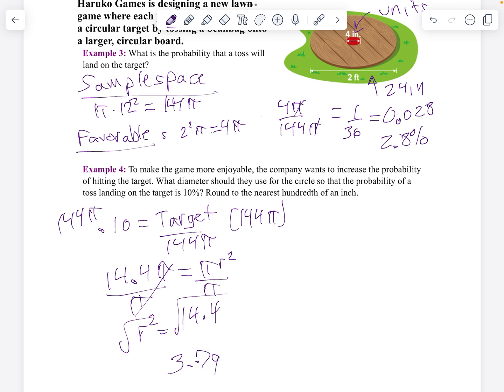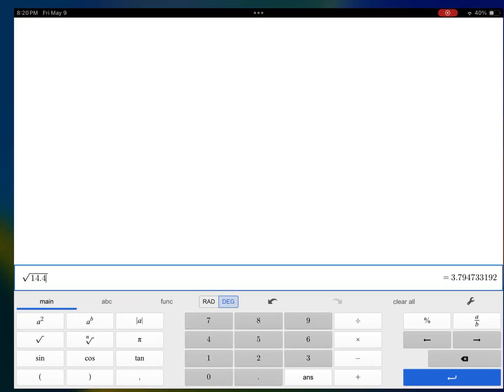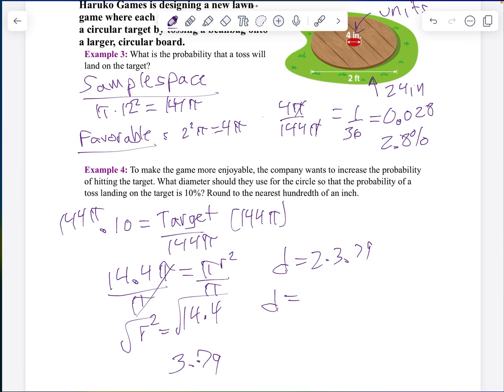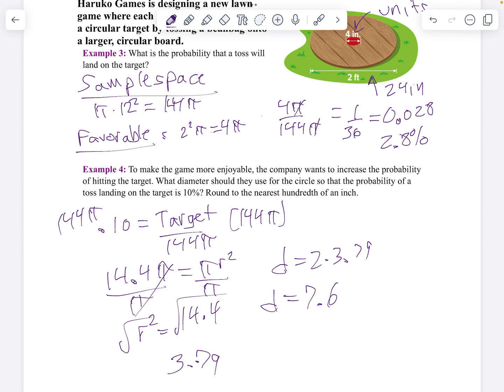Now I want to know the diameter. So my diameter would be 2 times that. So we're going to increase the diameter to, just take that times 2, and we get 7.6 about. So if they increase the diameter to 7.6 inches, then we have a 10% chance of hitting it, provided that we are randomly throwing our beanbag.